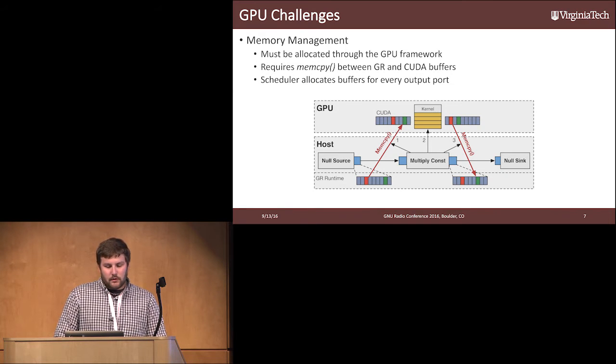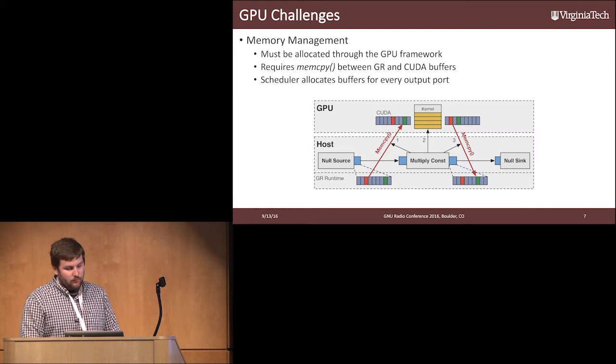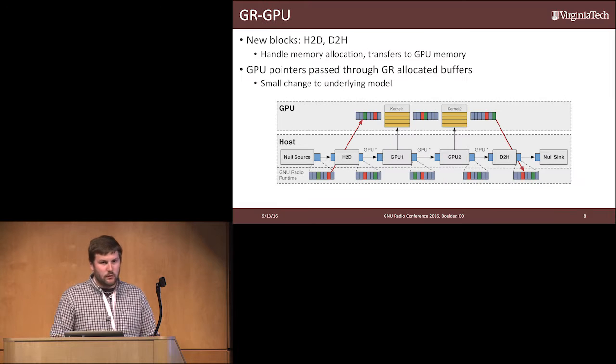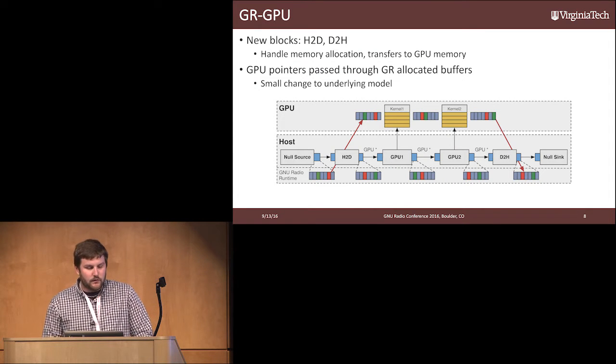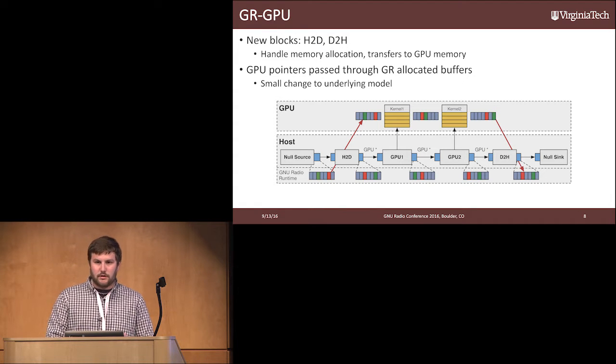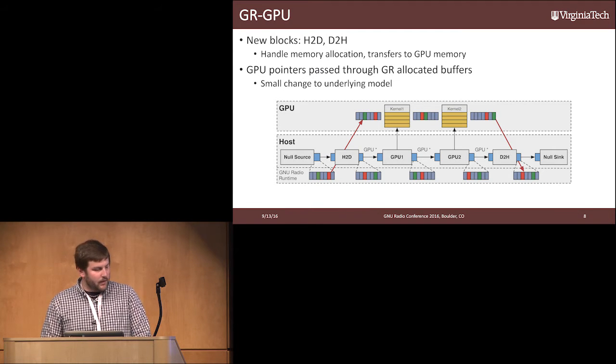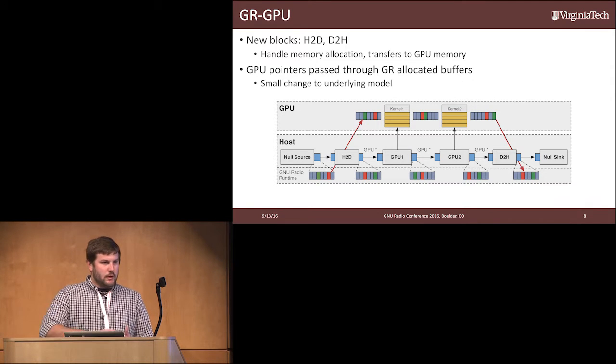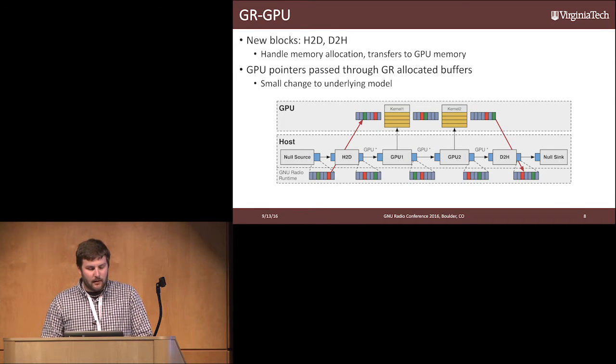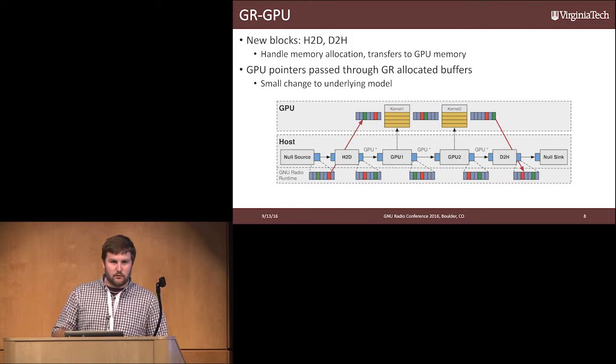So there's been a little bit of work from the University of Maryland trying to get past this limitation. They had two new blocks, host to device and device to host. These two blocks would handle memory transfers and allocating buffers on the GPU, which then can be used by other blocks running in the system. Whenever samples would come into the host to device block, it would manage a transfer to the device. And once that is in device memory, the GNU Radio allocated buffers would be used to transfer pointers between the blocks.